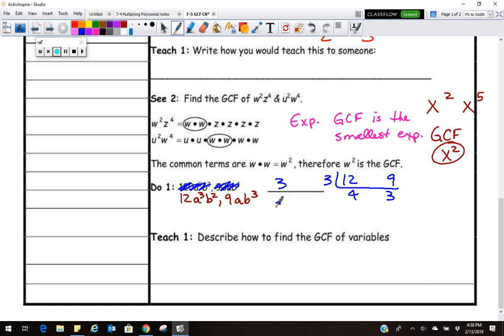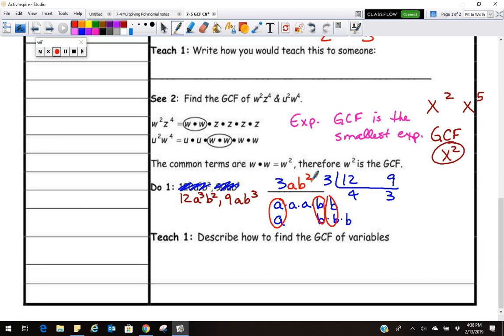A to the third, 1, 2, 3. B squared, 1, 2. And then I have an a and then a b to the third. Well, what do they have in common? They each have one a and they each have two b's. Therefore, my GCF, I have an a and a b squared, so 3ab squared.